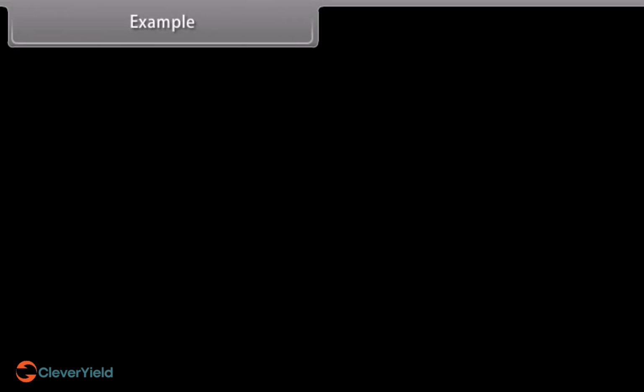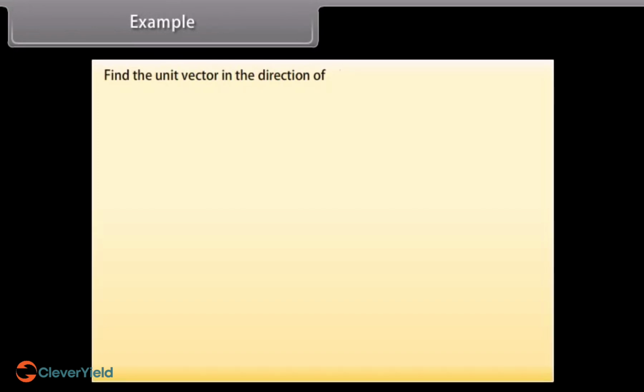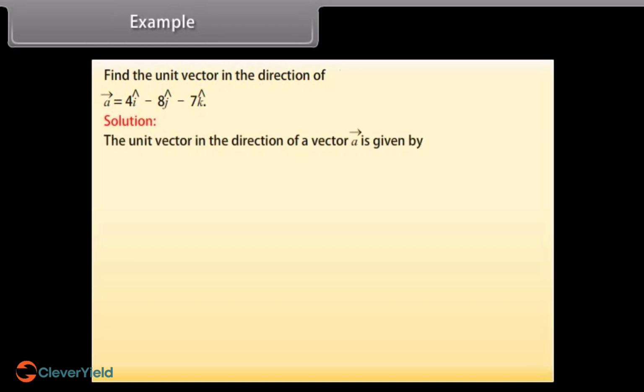Example. Find the unit vector in the direction of vector A equals 4 cap I minus 8 cap j minus 7 cap k. Solution. The unit vector in the direction of a vector A is given by cap A equals vector A upon mod of vector A.